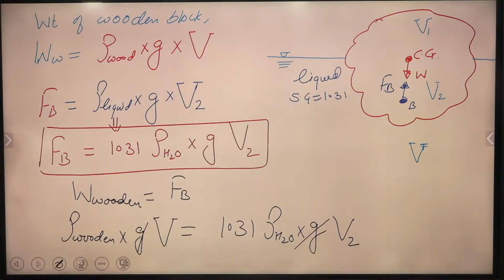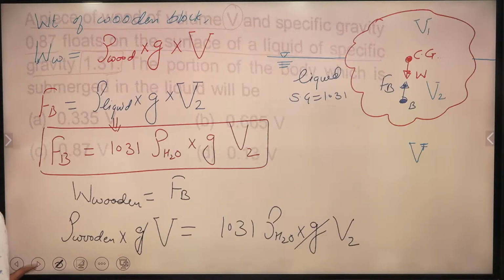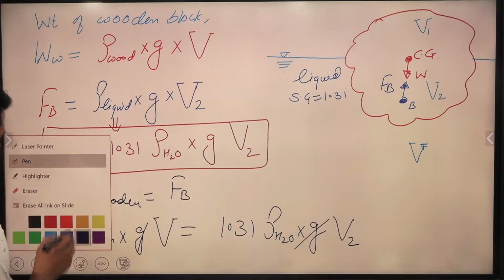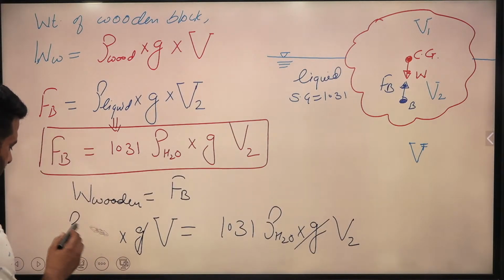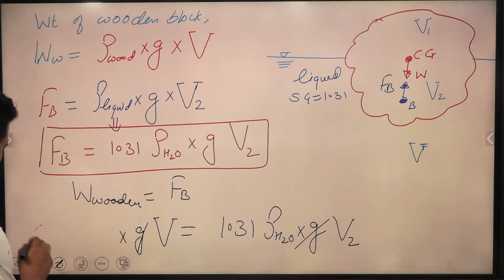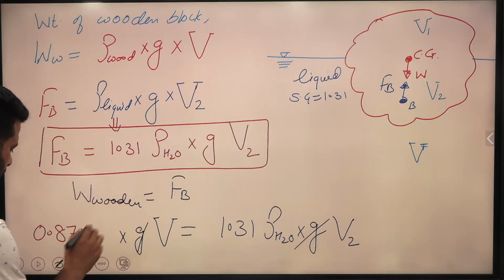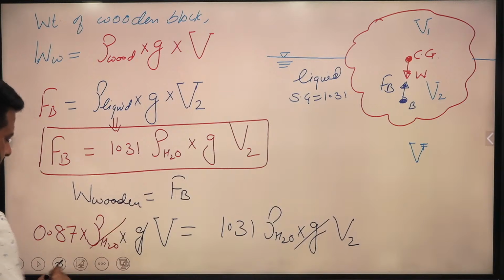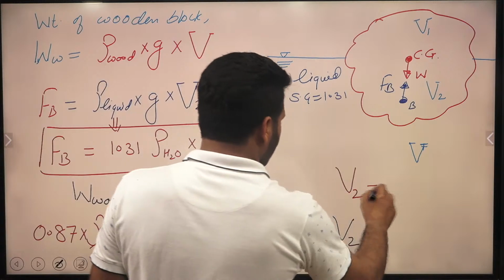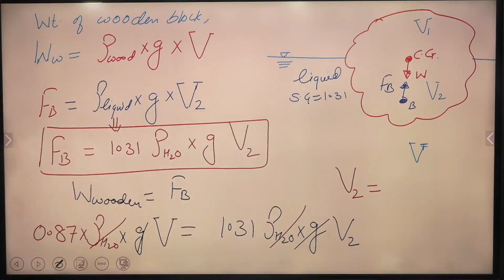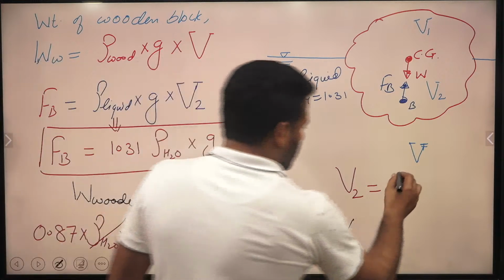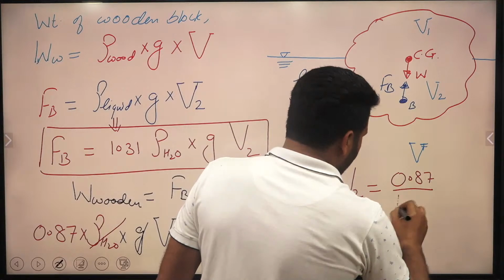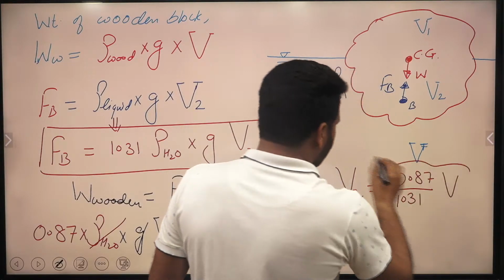Is it okay? And specific gravity of the wooden block is given to us, so I am just replacing this one. I just eliminate one step. So this is coming to be 0.87 into density of water. Fine, so density of water will cancel out. From here, just calculate V2. What will be V2? V2 is coming to be 0.87 upon 1.31 times the volume of the wooden block.